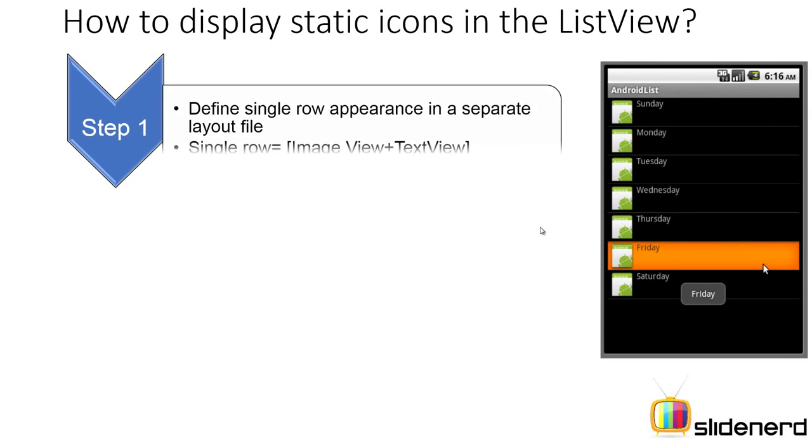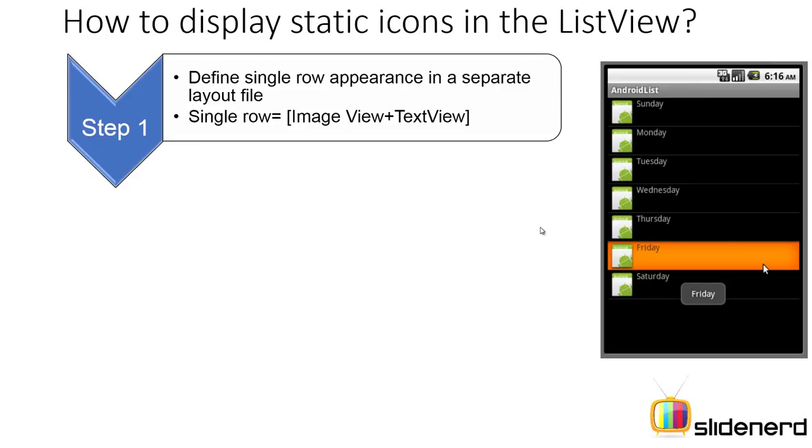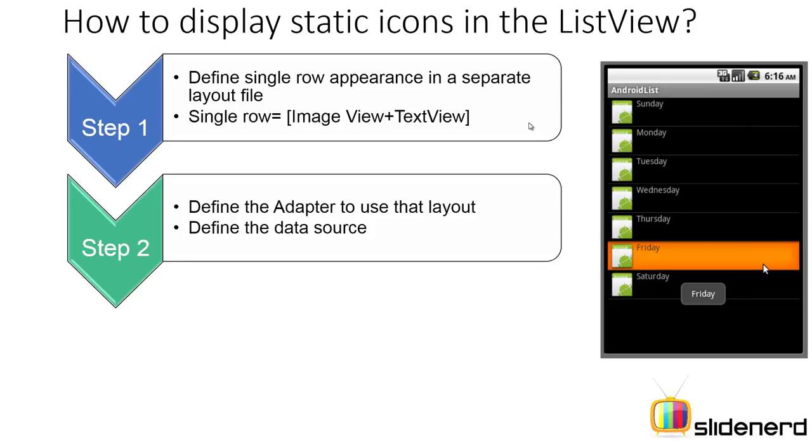Step 1. Define the single row appearance in a separate layout file. This single row, as you guys notice, will contain this image view over here which contains our icon, and it will contain the text view which shows Sunday over here, right? Step 2. Define the adapter to use that layout, and also define the data source.